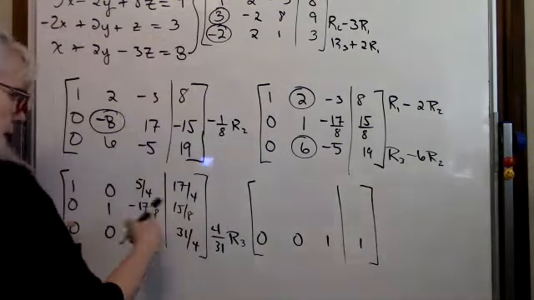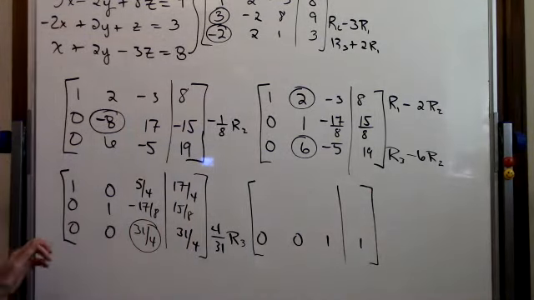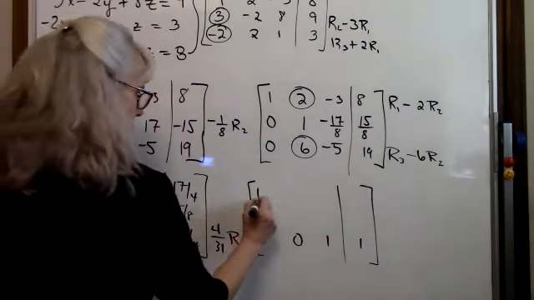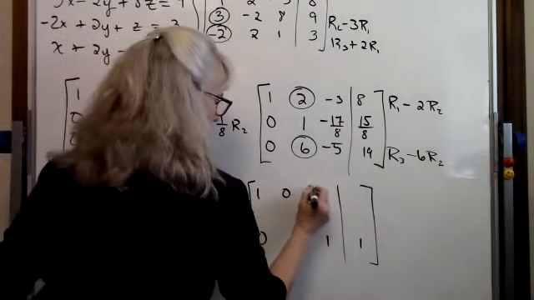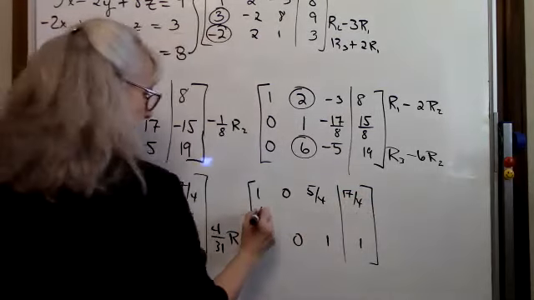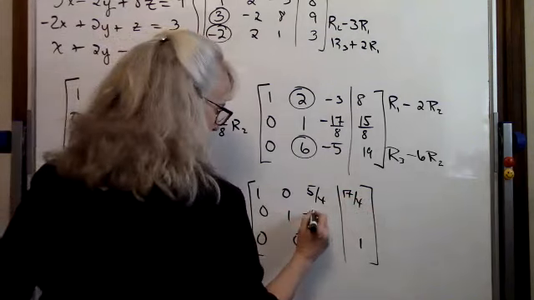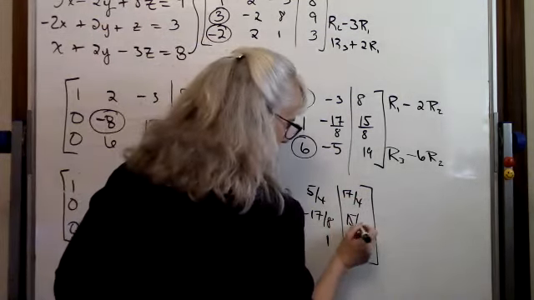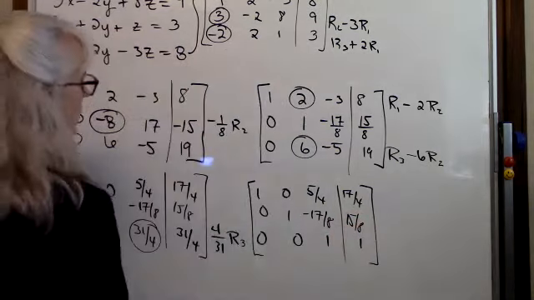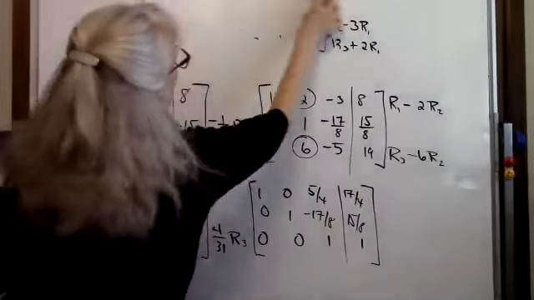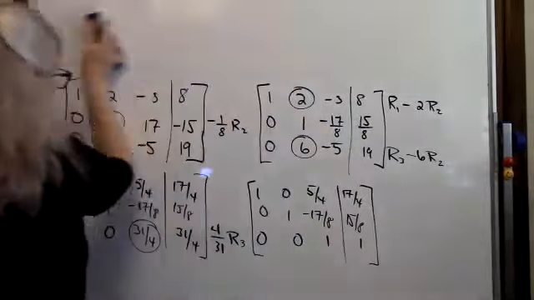The other 2 are the same. I'm running out of room here, so I'm going to have to do some erasing, but we're just going to copy these over. So I have 1, 0, 5/4 and 17/4. I have 0, 1, negative 17/8 and 15/8. And because I'm out of room, I'm going to go back up here and erase the original equations and transfer everything up.